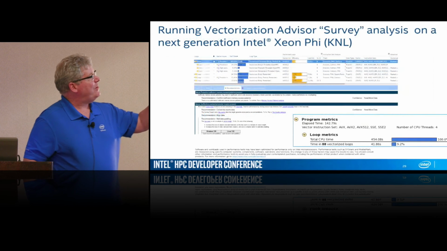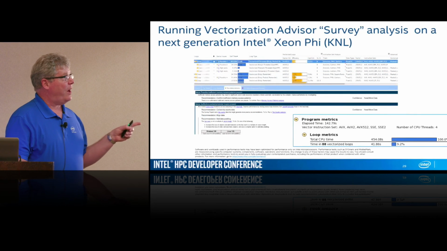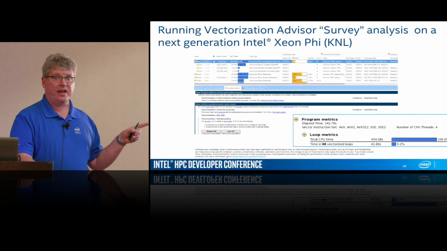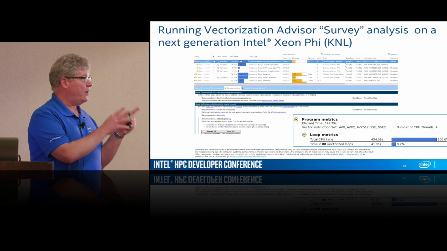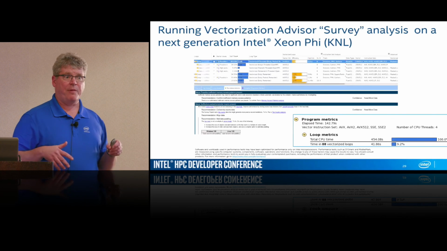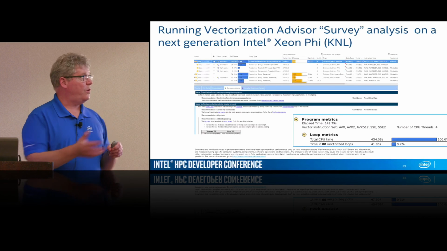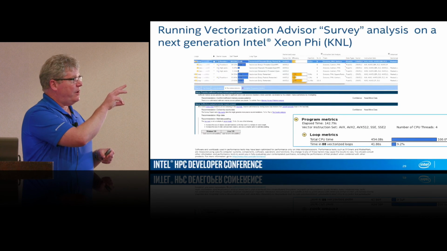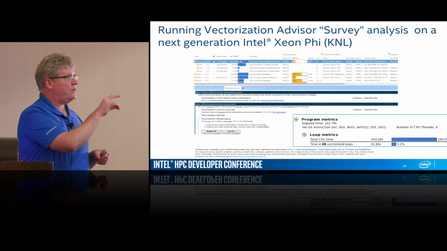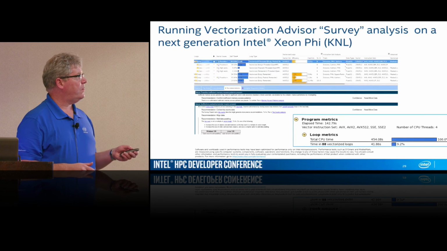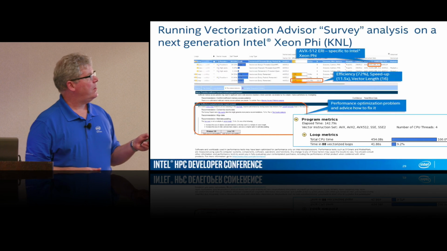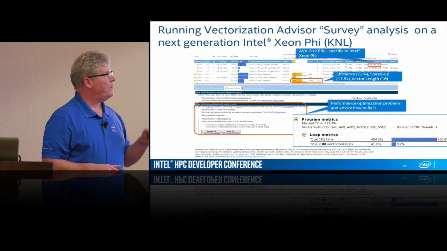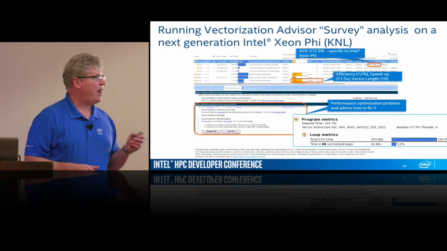So I wanted to mention these last 2 slides here. If anyone is working on KNL, this tool does work on KNL right now. So you actually can do a survey and get information about AVX 512. In this case, it's showing you information specifically about AVX 512, some of the performance metrics related to AVX 512, what speedup you're getting based upon the larger vector length, and what performance optimization problems there are and how you would fix those problems.